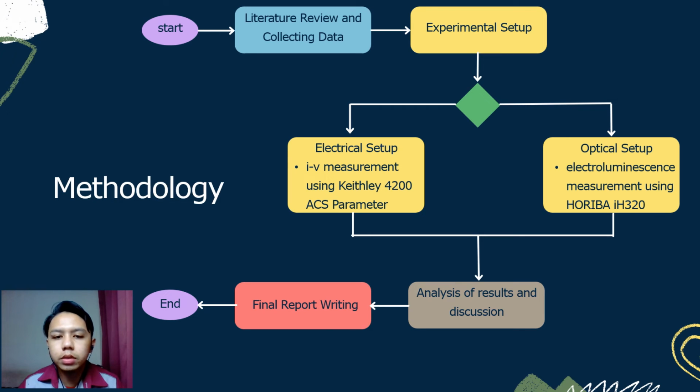There are two parts in my experimental setup, which is the electrical setup and optical setup. For electrical setup, I use Keithley 4200 SCS parameter analyzer to get the current voltage measurement, and for electroluminescence measurement, I'm using the Horiba iH320. This experiment will be conducted in IIUM. And then after getting the result from both experiments, I will analyze the result and do some discussion in chapter 4 for FYP2. Finally, final report writing and finish.